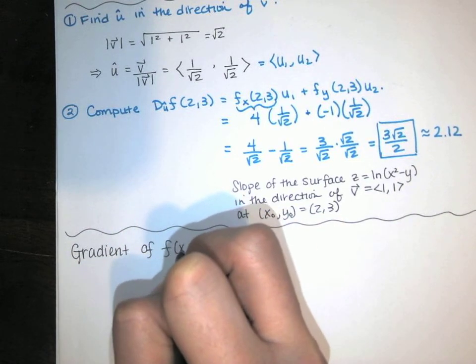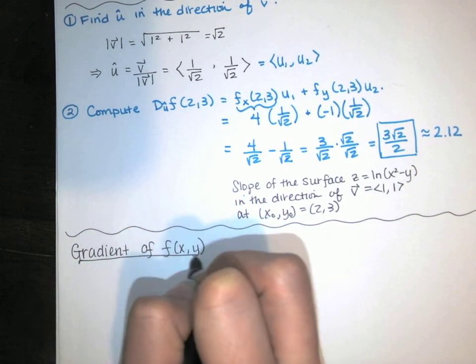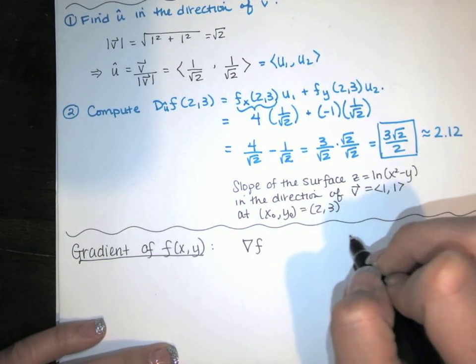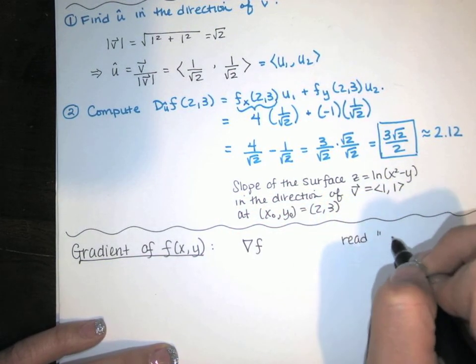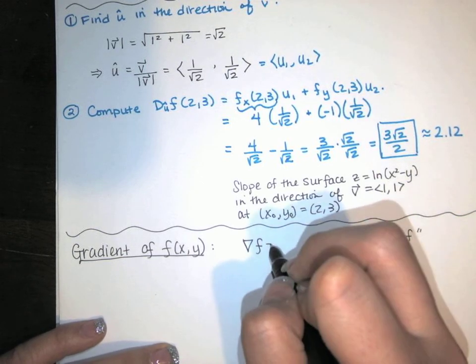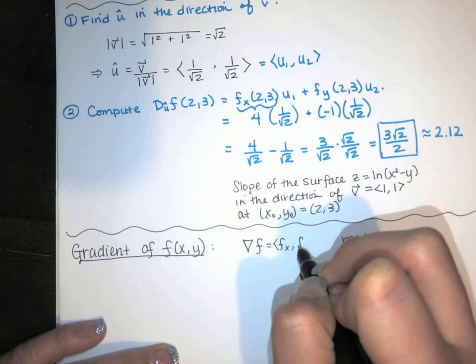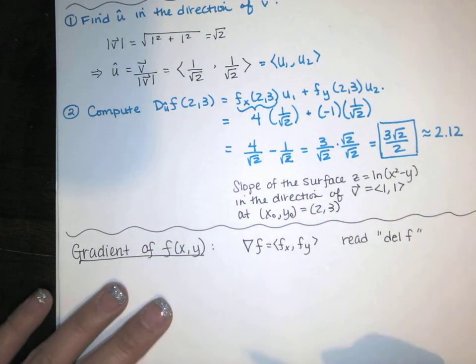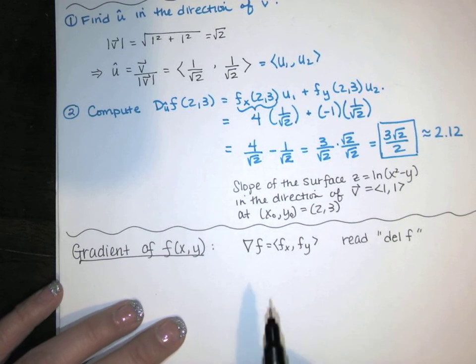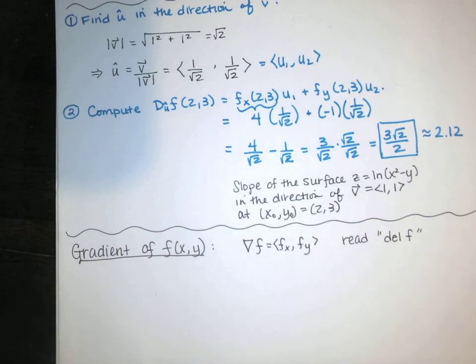The gradient of a function of two variables. It's written this way. You read this as del f, and it's a vector whose first component is the partial of f with respect to x and whose second component is the partial of f with respect to y. So I've got a formula for the slope in the x direction as my x component and a formula for the slope in the y direction as my y component. And this is our vector.